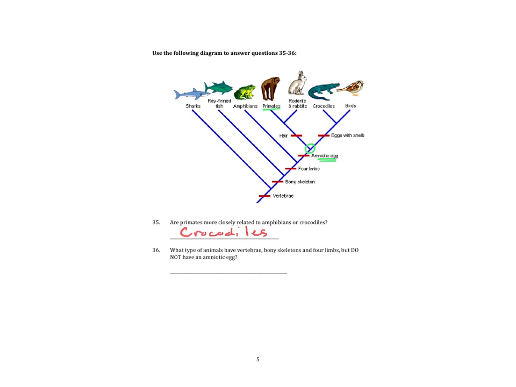Number 36 asks, what type of animals have a vertebrate, so a spinal cord, bony skeleton, 4 limbs, but do not have an amniotic egg? Those organisms are, in fact, amphibians. Amphibians have all of those traits. They're vertebrates. They have a bony skeleton. They have 4 limbs, but they branch off here before the amniotic egg evolves.